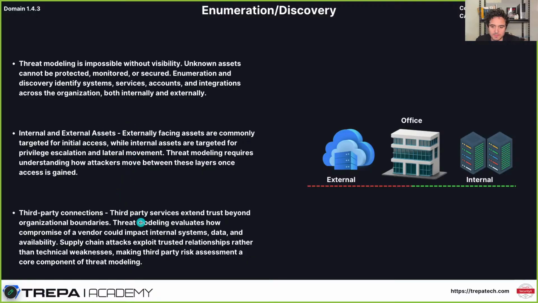Third-party connections. Third-party services extend trust beyond organizational boundaries. Threat modeling evaluates how compromise of a vendor could impact internal systems, data, and availability. This is kind of like what we've been talking about, that supply chain, those vendor vulnerabilities.